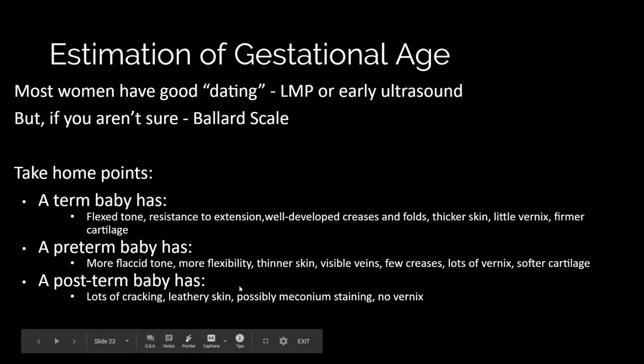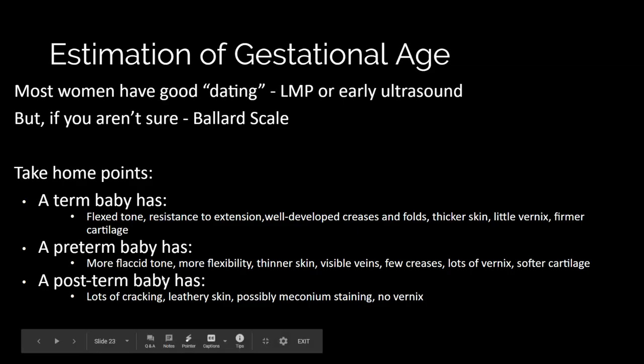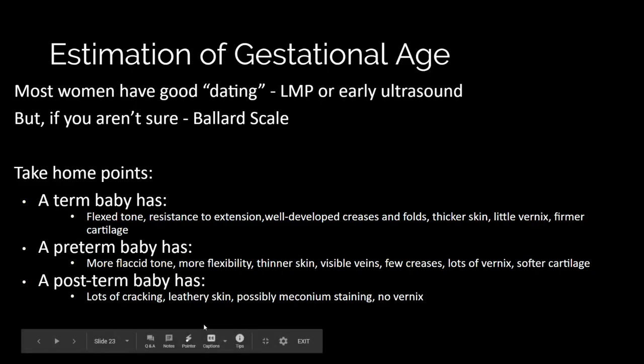Now let's talk about post-term, the babies who are overbaked or overcooked. You will hear nurses refer to them that way. They look cracked and leathery. There might be meconium staining. There's more of a chance that they've passed meconium in utero, and they will have no vernix or very, very little vernix. And the reason that they have all that cracking is because the vernix disappeared. The vernix serves a protective function.